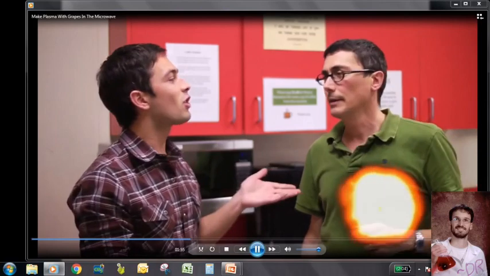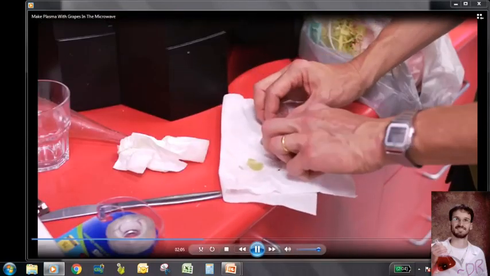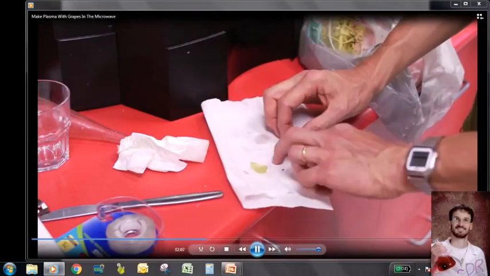Okay. So what did we find worked the best with microwaving our grape? What lessons did we learn? Okay, first thing we discovered was we got better results if we dried the grape up before we put it in. We found too much water gave off too much steam, and it tends to extinguish the plasma.